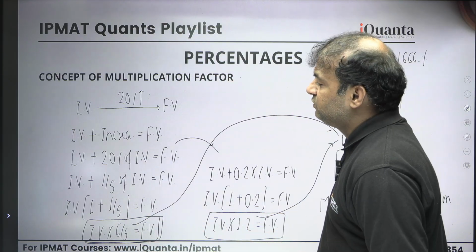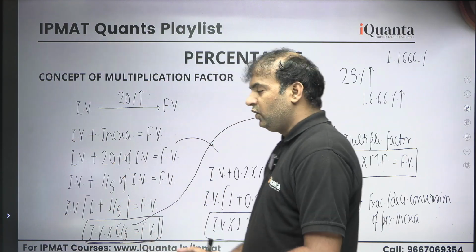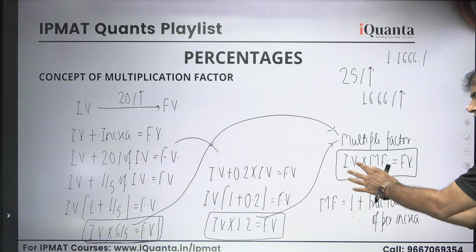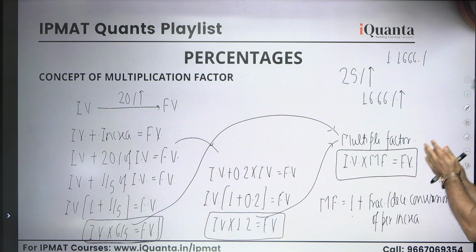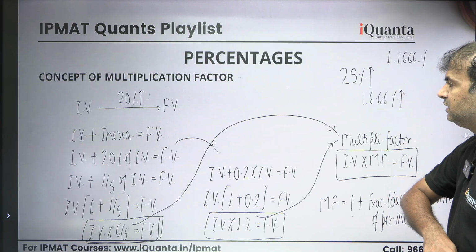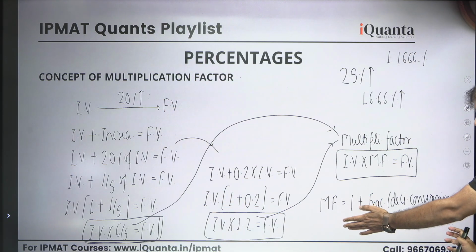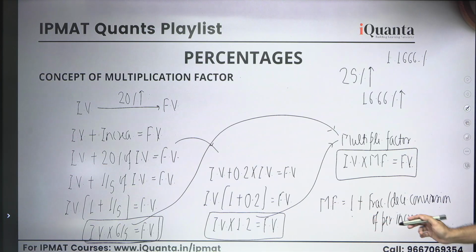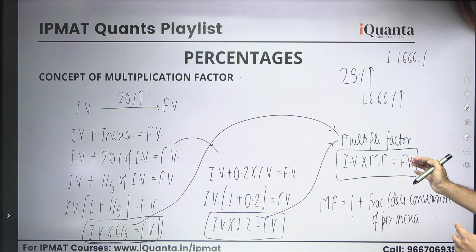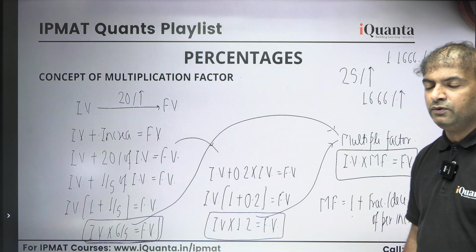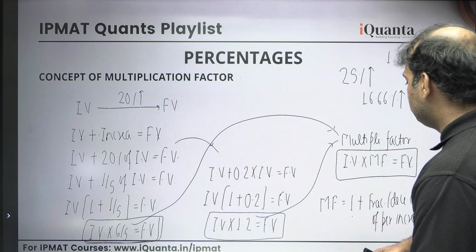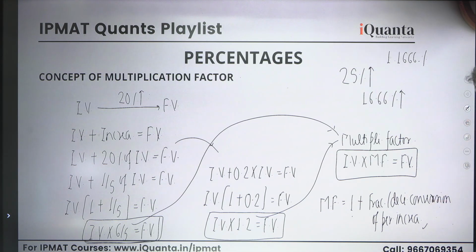Just remember guys, we are not supposed to write so much. We are just supposed to write the initial value into the multiplication factor as the final value. And how do we find the multiplication factor? With the help of the percentage change and by using this basic concept. In the beginning you have to look at these a few times, but trust me, after solving a good number of questions, you do not have to look over there. It will get into your mind.